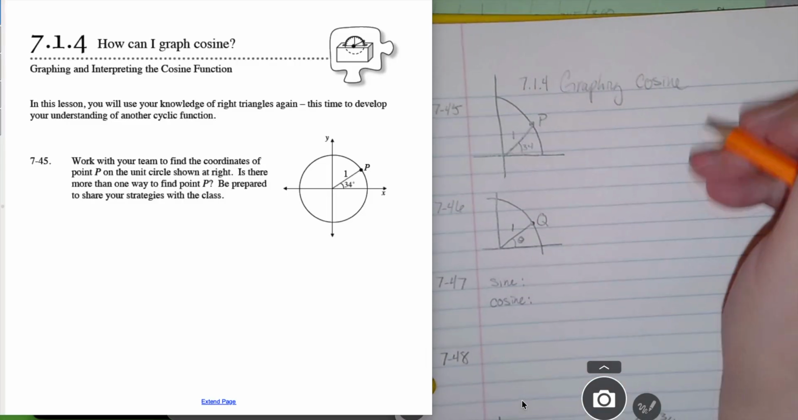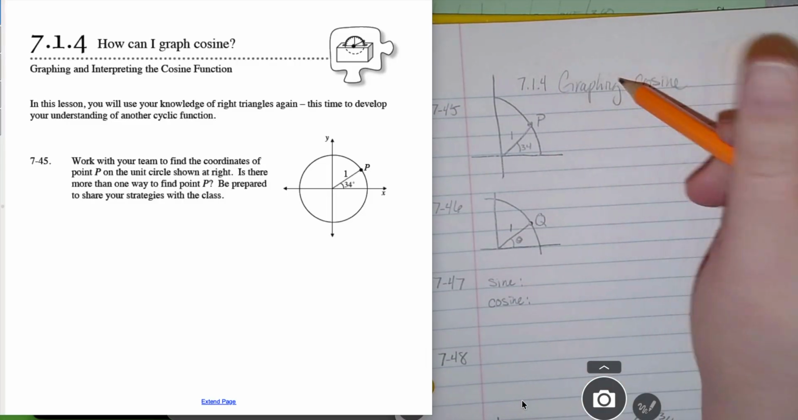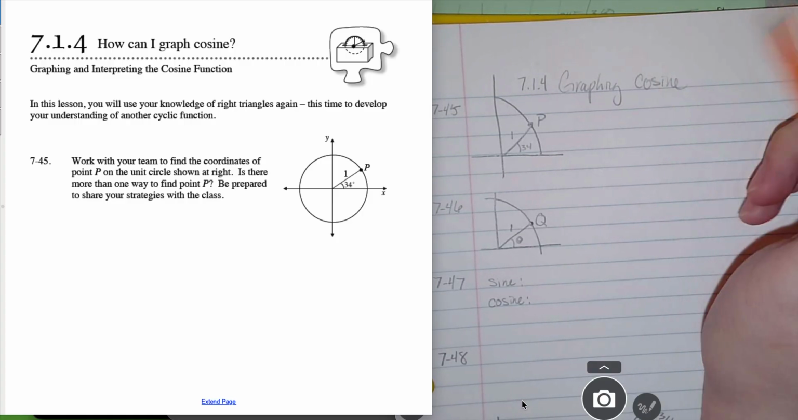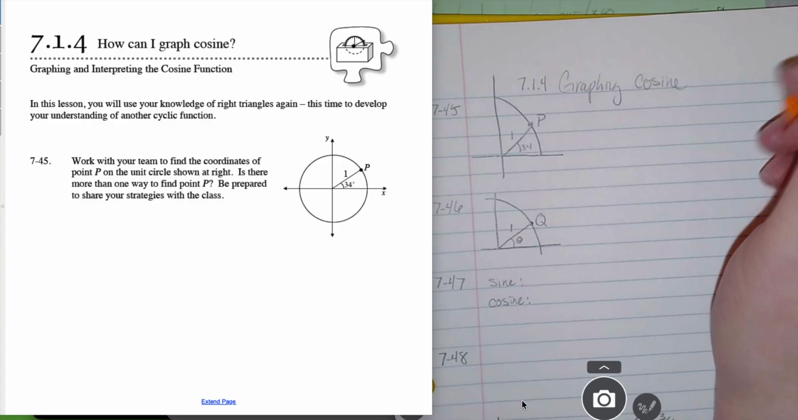All right. So today we're talking about graphing cosine, which is the 714 lesson. Remember, we flip-flopped last class and this class, so you're going to be talking about how to graph cosine, which will be very similar to how we graphed sine.